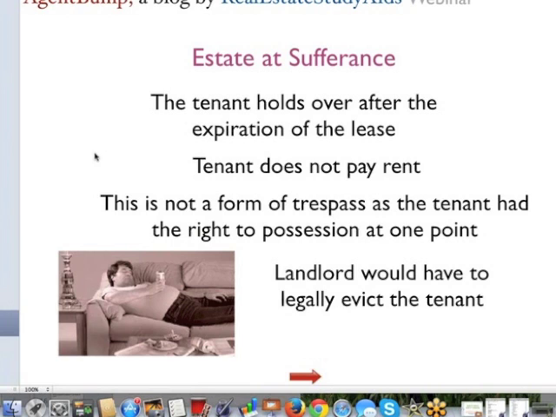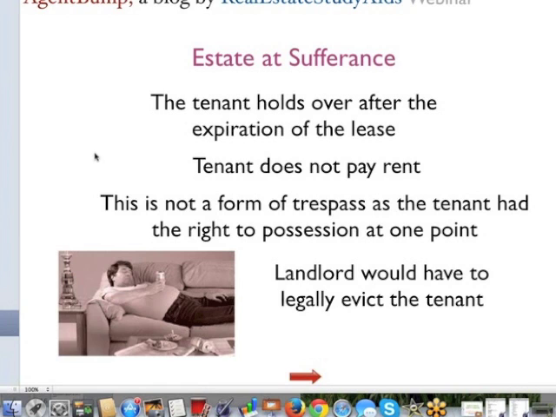All right. So the tenant holds over after the expiration of the lease. Tenant does not pay rent. This is not trespass. This is one of what I consider the more annoying things about our legal system. Trespass means you never had the right to be there. This person had the right, but they lost that right. And what this means is you got to go through an eviction, which is a very difficult process.